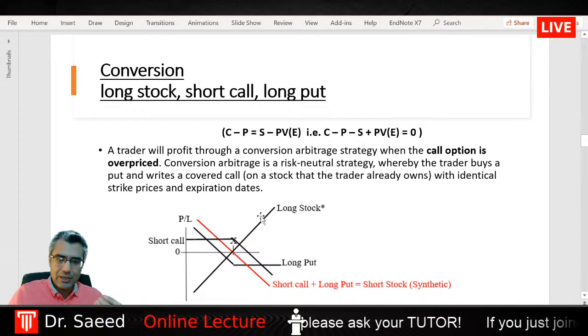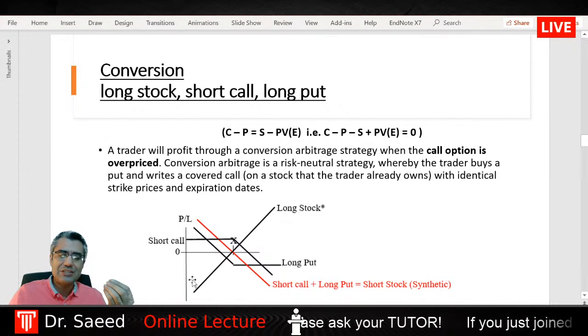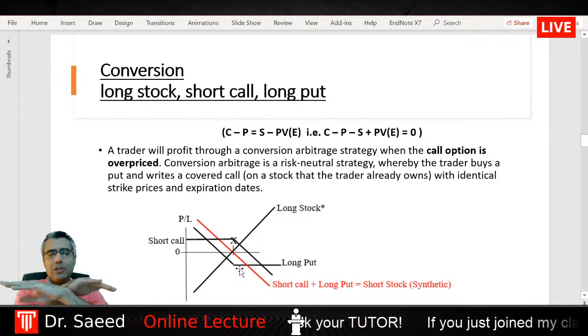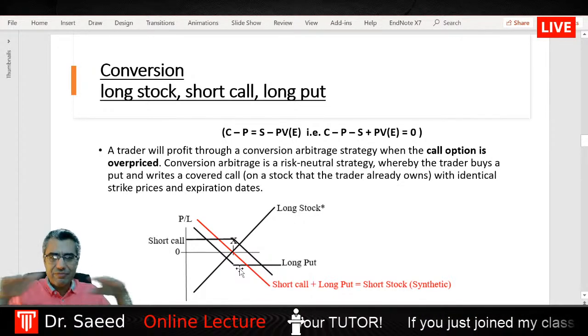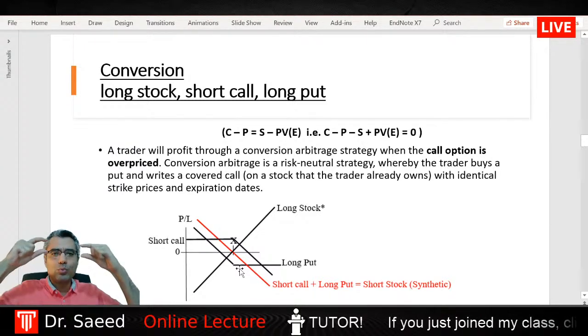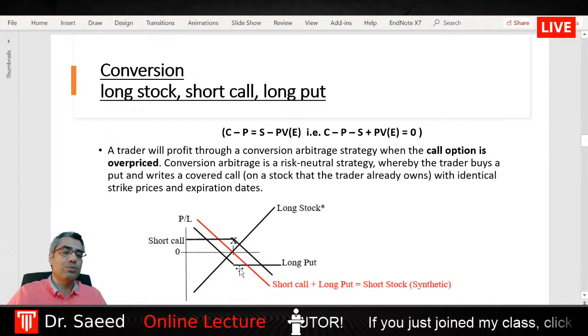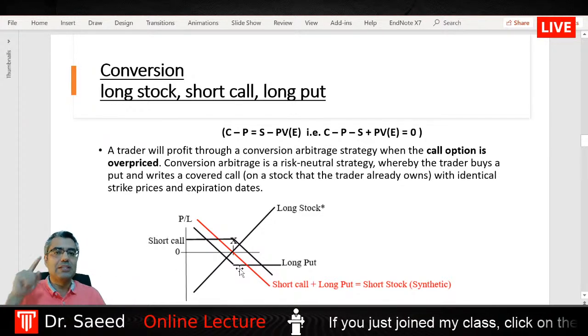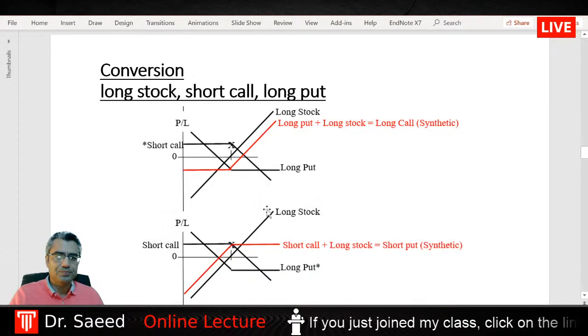Now this red line and this black long stock line, these two are exactly opposite. So they will cancel out each other. You will get a flat curve. This flat line is above zero because there is mispricing and this is your profit. Flat line means for any price, you will get the same profit. This means you're locked in your profit.